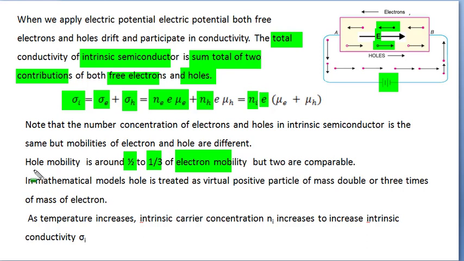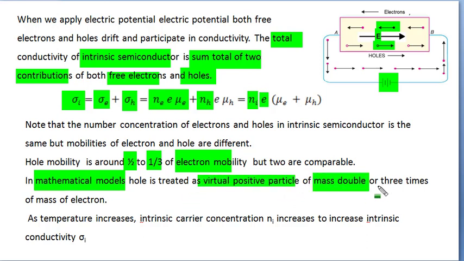So in mathematical modeling of conductivity calculations, we treat hole as a virtual positive particle of mass say double or 3 times that of mass of electron. And look, when we increase temperature, we have seen that this intrinsic number will increase, and this increase will increase conductivity of semiconductor materials when temperature is increased.